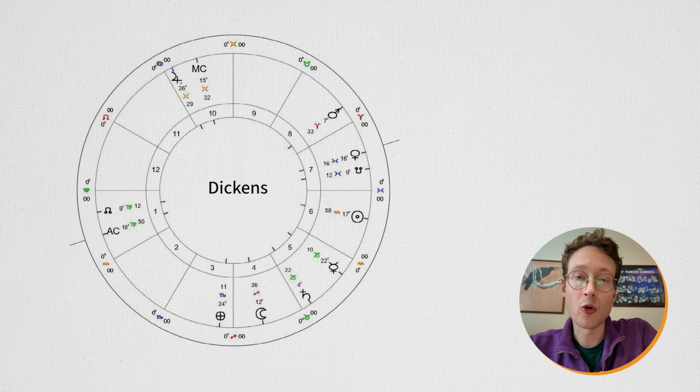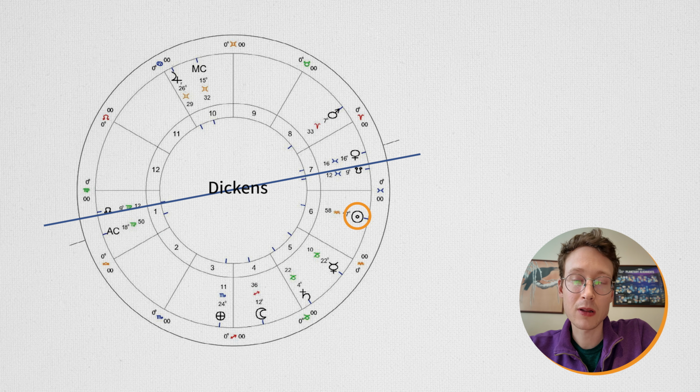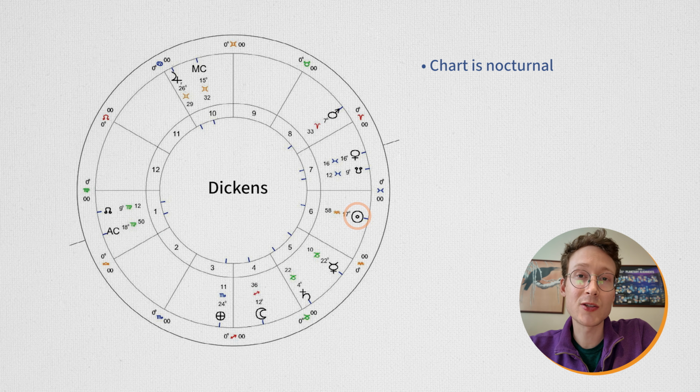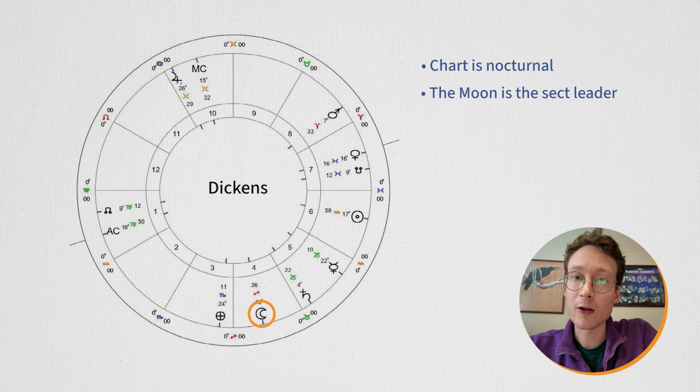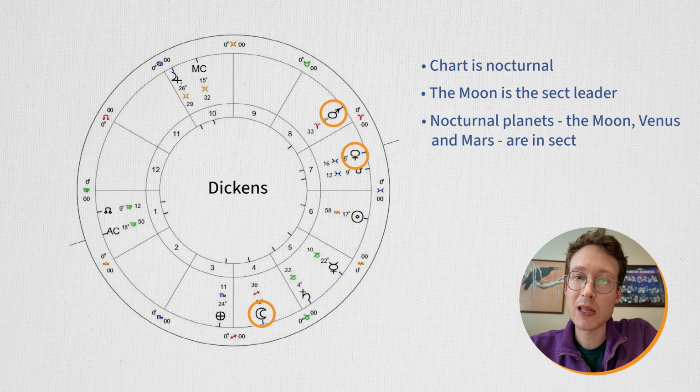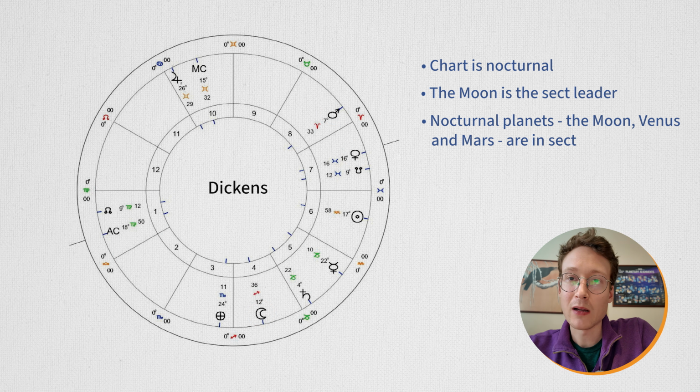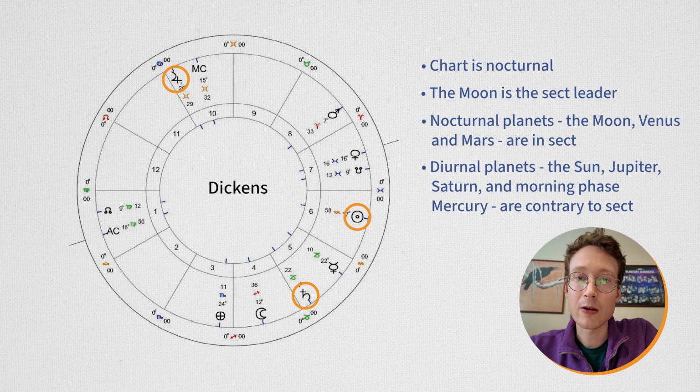The other example we have is illustrative because it's a night chart. As Charles Dickens was born, the sun had just set below the western horizon and is located in the sign of Aquarius in the 6th house. That means that it's a night chart, putting the moon in power as a nocturnal sect leader. The nocturnal planets are the moon, Venus, and Mars, and they're in sect here. The diurnal planets, or the contrary to sect planets, are the sun, Jupiter, and Saturn.